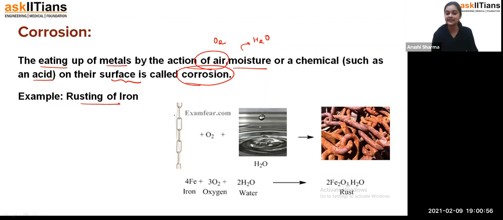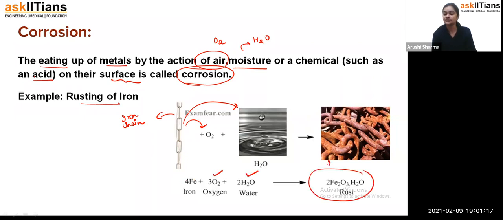As you can see here, this is an iron chain. At this point it is very clear, it is neat and clean, nothing is there. When it comes in contact with oxygen and water, you can see it has a brown color layer over it. So when iron reacts with oxygen in the presence of water, it forms iron oxide, and this we call rust. The rusting of iron is corrosion, because the iron has been eaten up by the air and moisture, because there is a brownish layer, that means the oxide layer, over the iron. That's how it gets corroded.